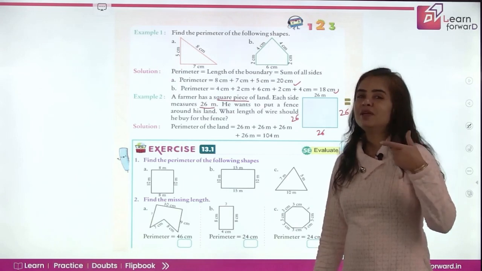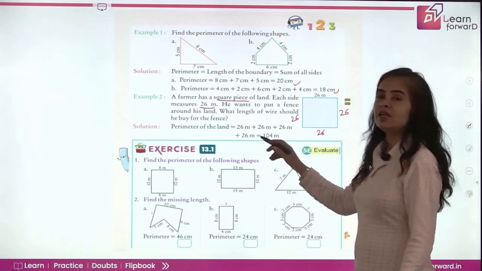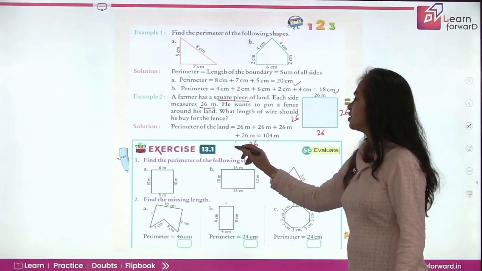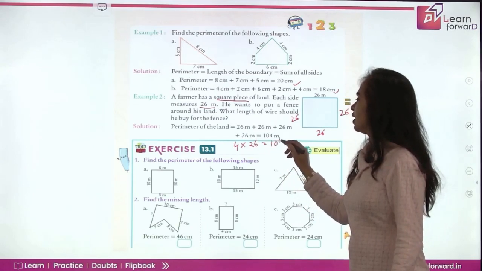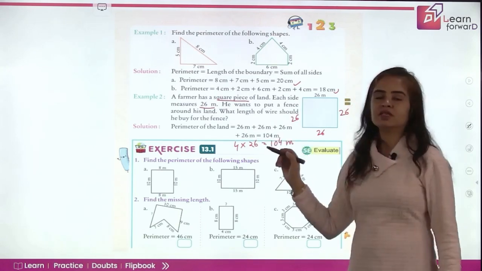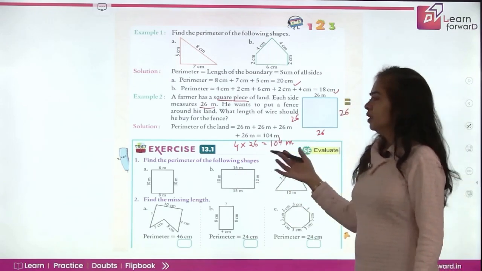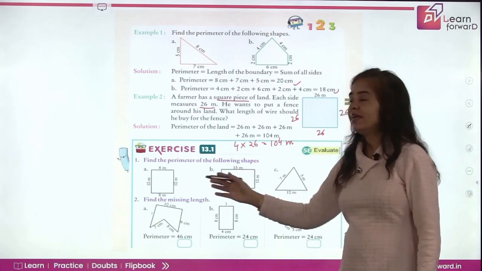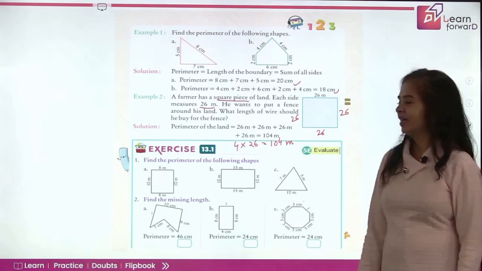It is repeated addition, which means multiplication. So you can make your task easier here by simply multiplying 4 times 26, and you will quickly get your answer as 104 meters. You can do any way you find easier. Now here's an exercise for you. Find the perimeter of the following shapes. The sides are given to you here. Just add them up to get the perimeter.